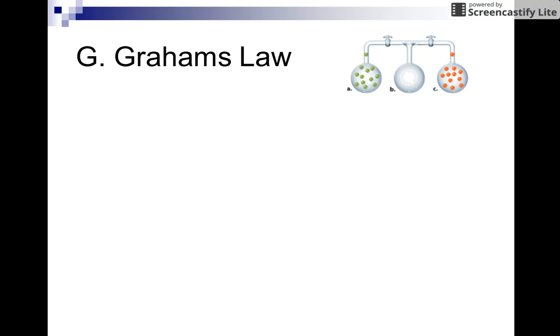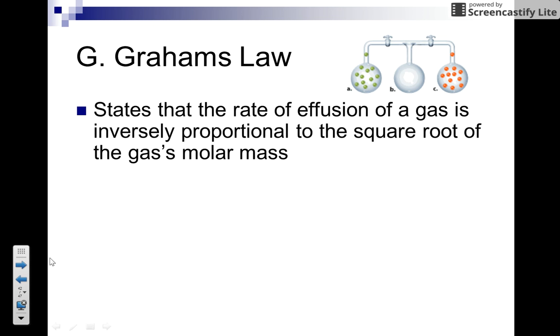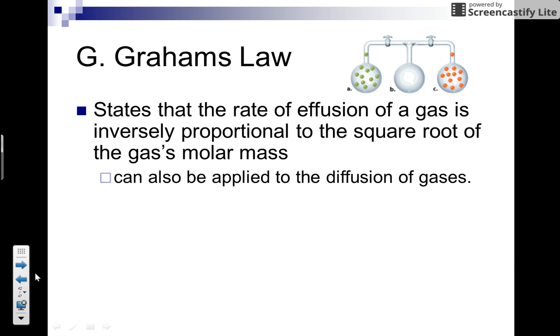Hi guys, today we're going to talk about Graham's law. This is our last gas law for this unit. Graham's law states that the rate of diffusion of a gas is inversely proportional to the square root of the gas's molar mass. We can also apply this gas law to effusion of a gas.